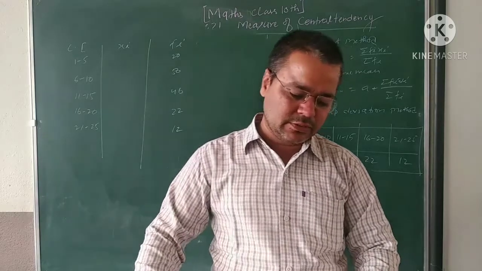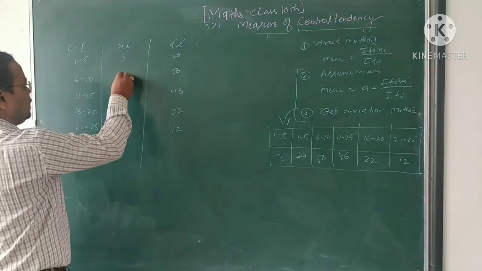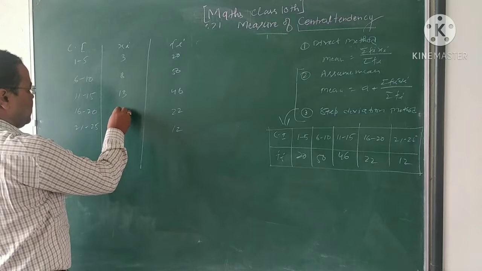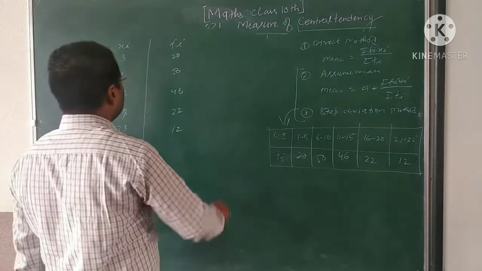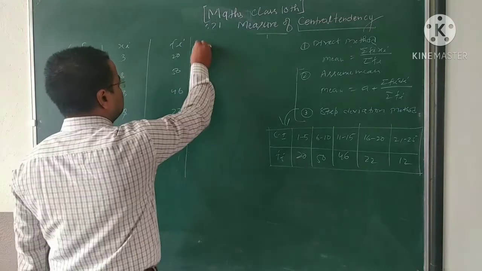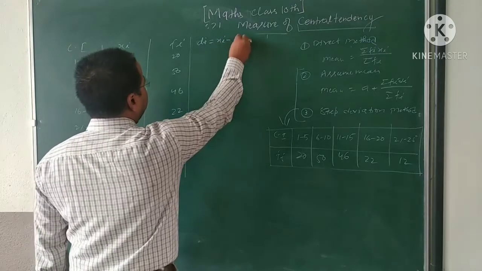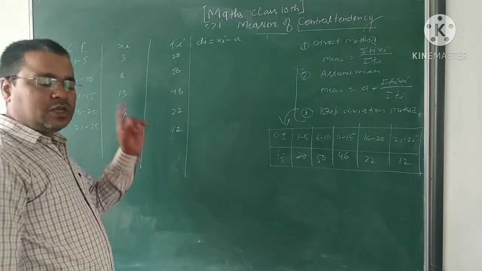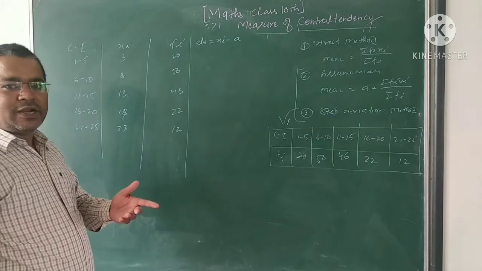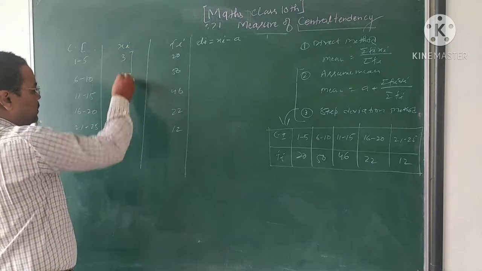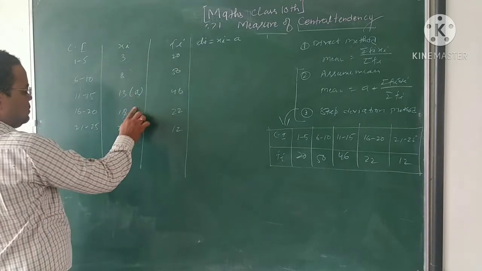Let us start this topic. So here xi will be 5 plus 3 multiplied, that will be 3, and here 8, here 13, here 18, here 23. Okay, now we find a column called deviation di, and you know what is di? Xi minus a, the assumed mean. We also use the assumed mean here, and I told you in the previous question how we find the assumed mean. So here 2 upper, 2 lower, we take the assumed mean like this.